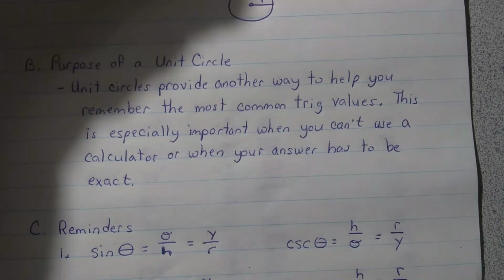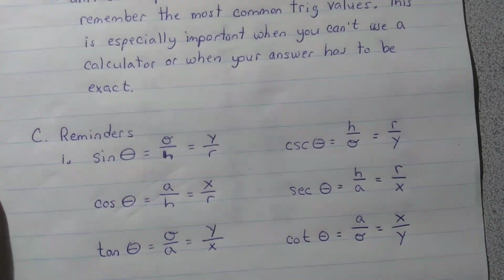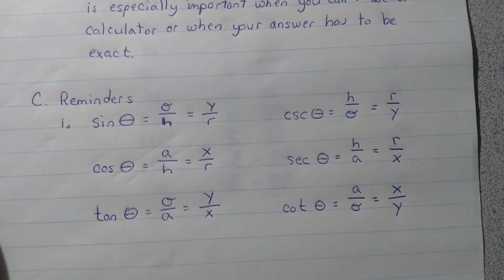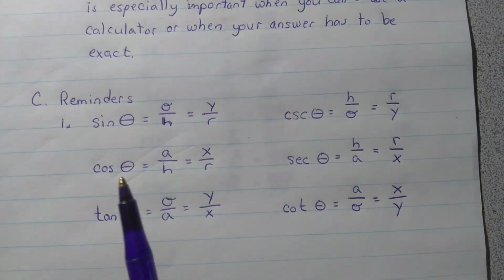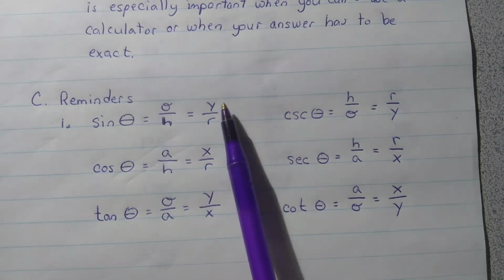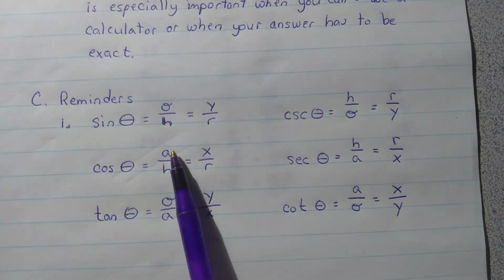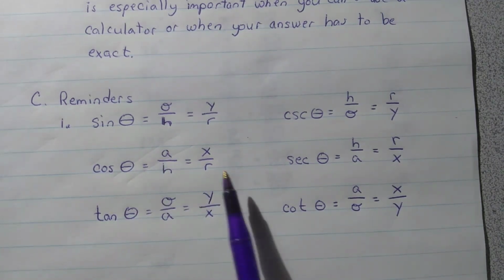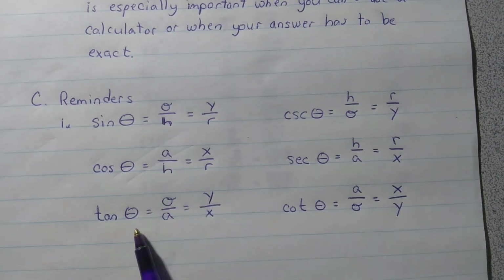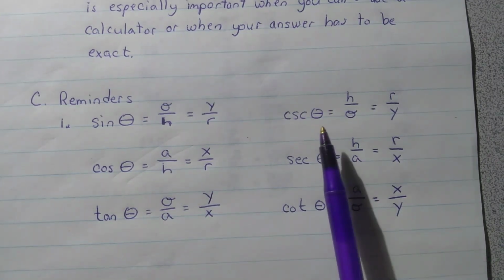A couple of reminders before we get started. First reminder, these are things that you've already covered. Sine of theta is the opposite over the hypotenuse, or y over r. Cosine is the adjacent over hypotenuse, or x over r. Tangent theta is the opposite over the adjacent, or y over x.